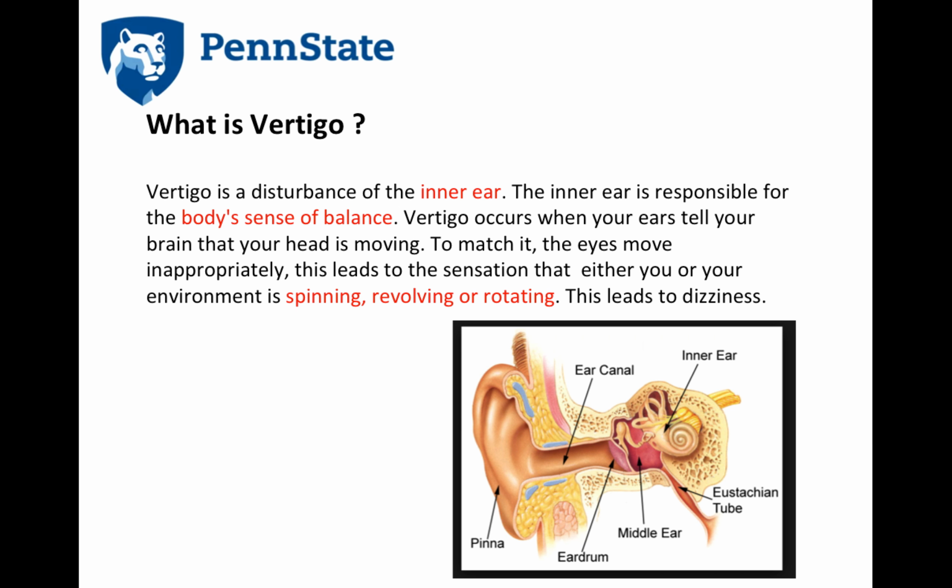So what is vertigo? Vertigo is actually a disturbance of the inner ear, and primarily it affects the body's sense of balance. And usually this is associated with the imbalance in the endolymphatic fluids, specifically in the inner ear. So this leads to a sensation of spinning, revolving, or rotating.